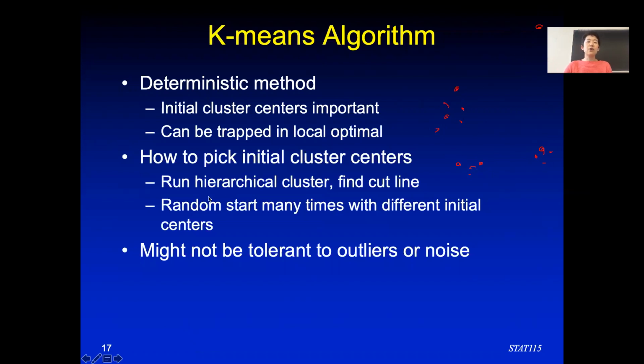You can imagine you start by running a hierarchical cluster, and then you find the line to cut to create a disjoint and use that as your initial k-means clustering center. And then you iterate until you converge. That's a possible way. Or you can randomly start many times with different centers and see which one gives you the smallest within cluster distance and the biggest between cluster difference, right? But in general, k-means cluster is not as tolerant to outliers and noise.